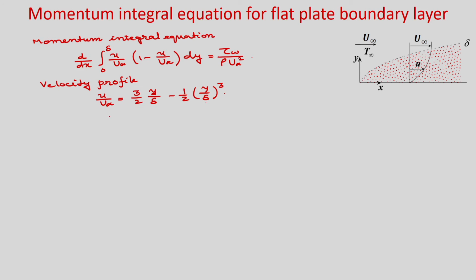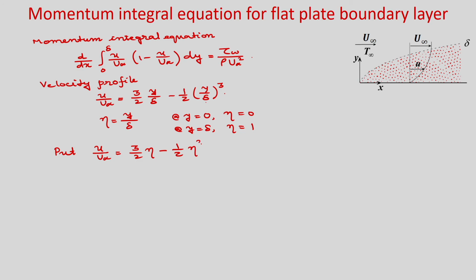So, we will just use eta as the ratio of y and delta. So, eta will just be y by delta. You can see at y is equal to 0, eta is equal to 0, and at y is equal to delta you will have eta is equal to 1. So, this limit if you put here, put u by u infinity as 3 by 2 eta minus half eta cube in the momentum integral equation.